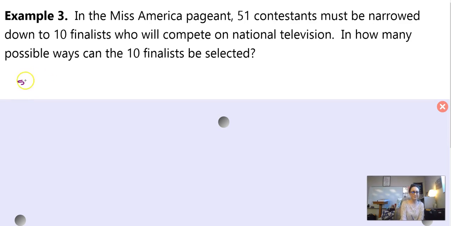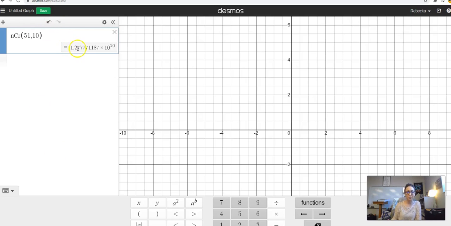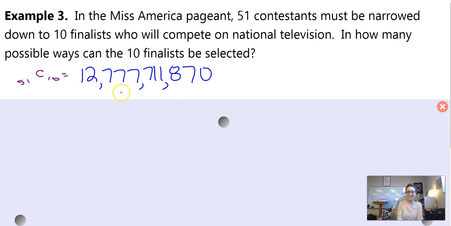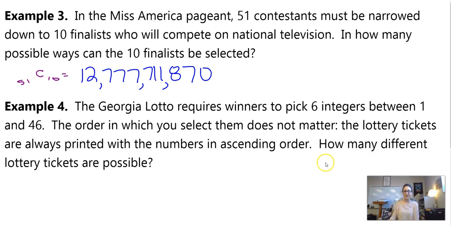Let's type that into the calculator. So if you type this into Desmos, you're going to get 1.2 blah, blah, blah times 10 to the 10th. So you need to move that decimal. Remember, move that decimal 10 places to the right. So here's what you get if you moved all that. You need to add a 0, and you're going to get 12,777,711,870 different ways to select the 10 finalists. Okay? All right, I'm going to force pause on the screen. Go ahead and read example 4, and try it. Hit continue when you're ready to check your answer.